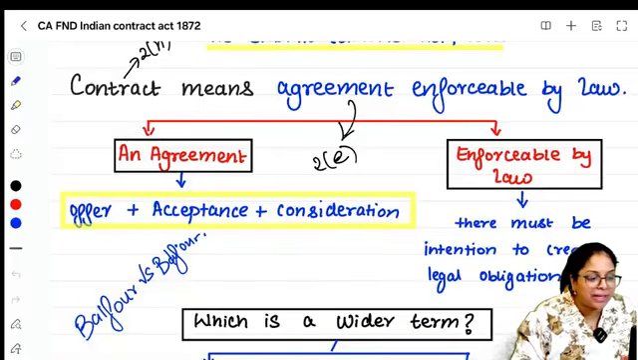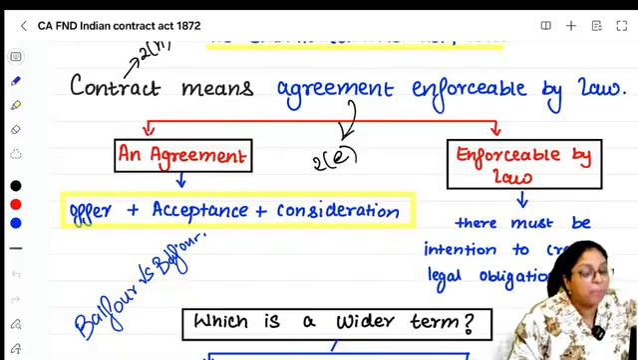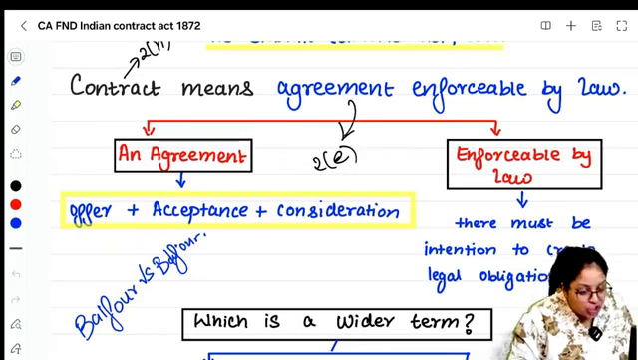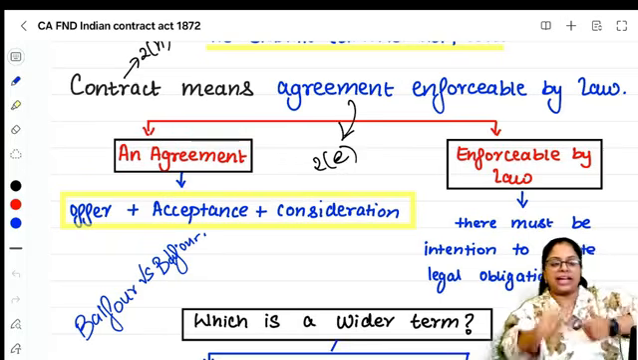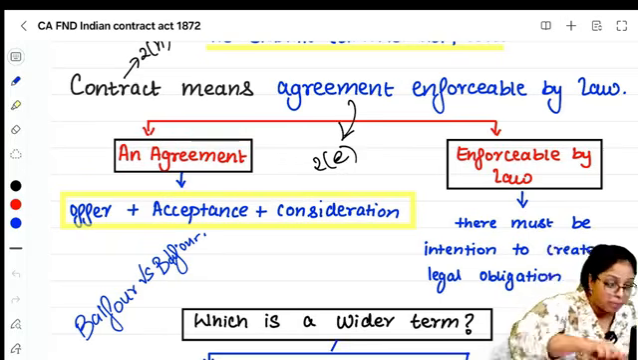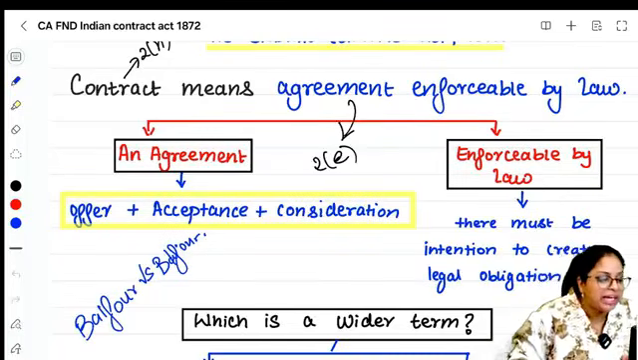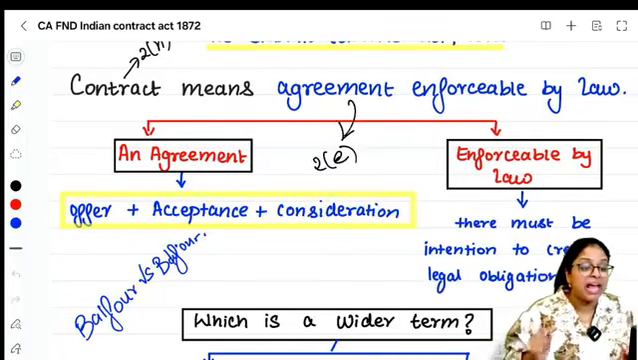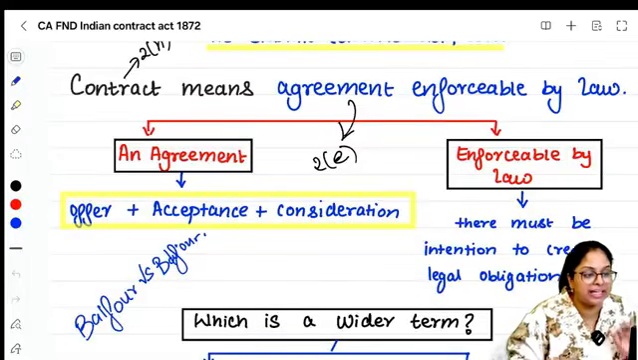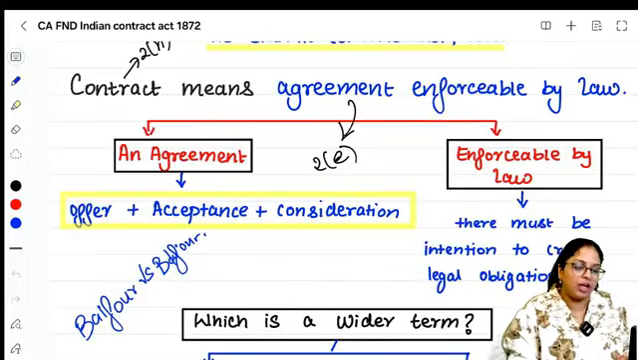What do you mean by agreement, guys? Agreement means every promise or every set of promises forming consideration for each other. What is enforceability by law? Intention to create a legal obligation.